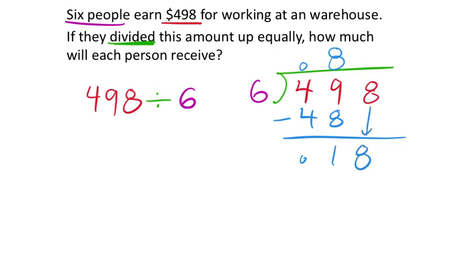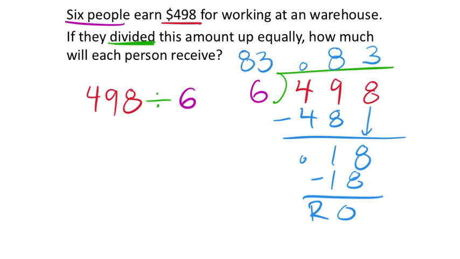Okay, then we see how many times does 6 go into 18? 3 times. 3 times 6 is 18, and when we subtract, there's nothing remaining. But the quotient there, 83, tells us how much every person gets. So the answer actually is technically not 83. You need to remember, with word problems like this, you should always be looking to label it. This is dollars. And if you want to go the distance, you could say dollars per person, but that's more work than I want to do.